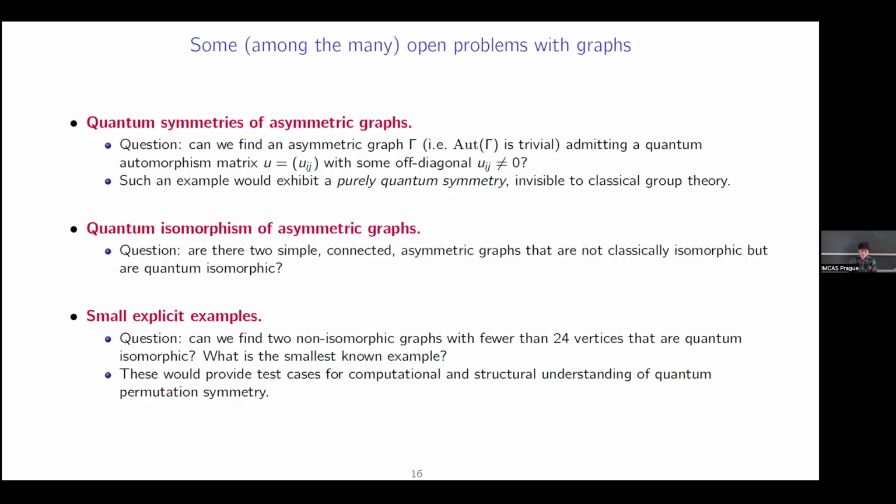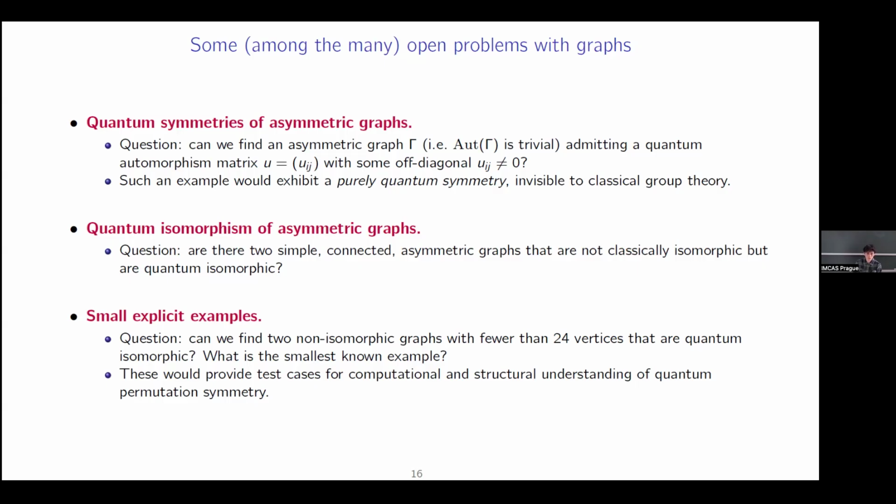Another question is, can we find two non-isomorphic graphs with fewer than 24 vertices that are quantum isomorphic? And also another question would be to find the smallest known example of this kind of framework. And yes, this will probably be interesting for some computational understanding of quantum permutation symmetry.